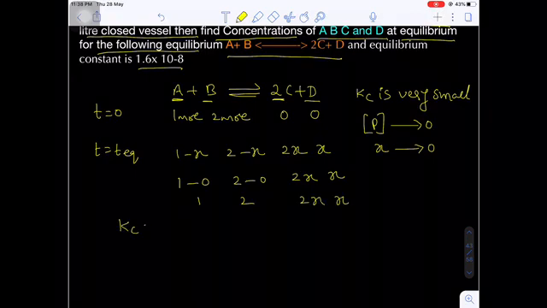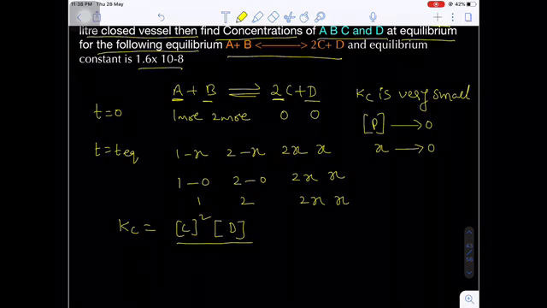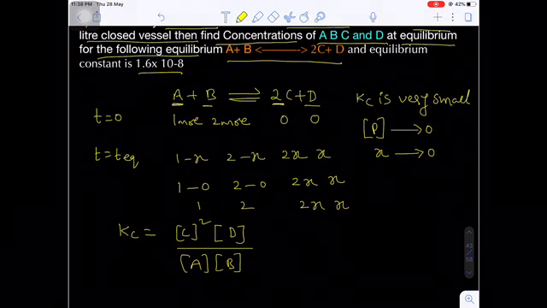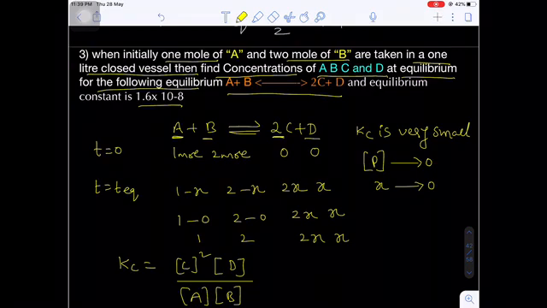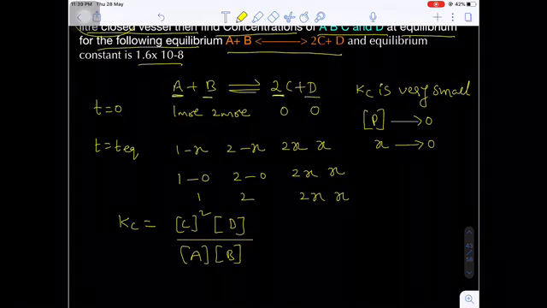Now what is the Kc expression here? Concentration of C whole square, concentration of D, whole divided by concentration of A and concentration of B. Are you getting my point? Now the volume of the container is given as how many liters? 1 liter. So if you divide the total moles by 1, you will get the concentration. No need to divide by the volume, because the volume is unit volume. Are you getting my point?